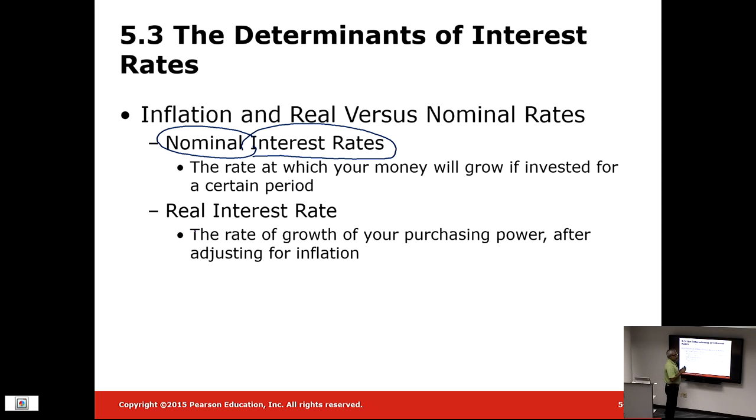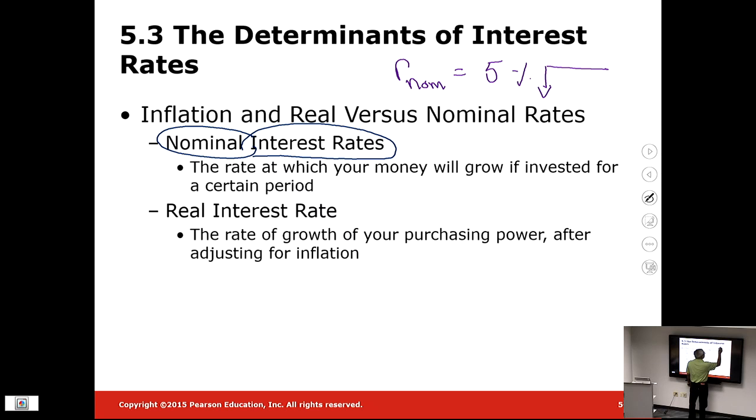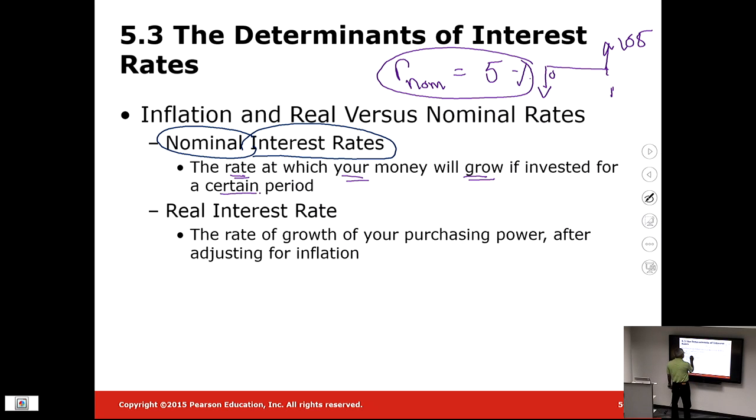It is the interest rate that dictates to you, if you made an investment, how much you are getting back. So if the nominal interest rate, or NOM, is let's say 5%, then that tells you for a $100 investment today, you will be getting back $105 a year from now. That's the nominal. That's the stated interest rate. It tells you essentially the rate at which your money is growing if you invested it for a certain time period.